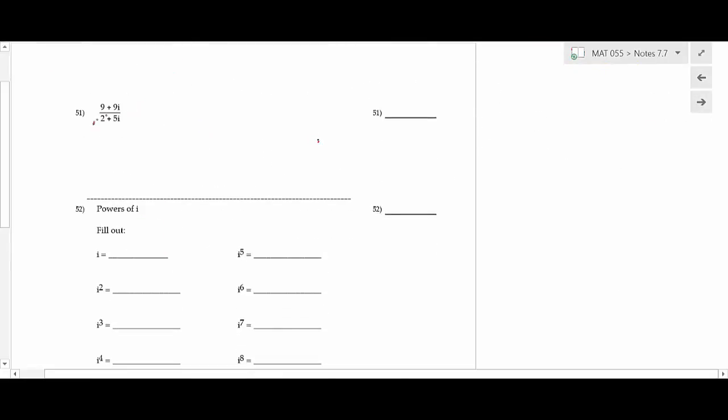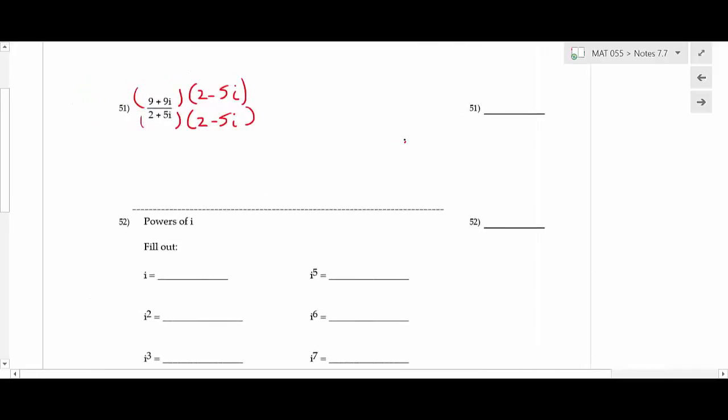So we're going to multiply by 2 minus 5i, the complex conjugate, over 2 minus 5i like that. So it's just a matter of foiling the top and foiling the bottom. So I want to see if you got that right then. Okay, so if you foil the top, you would have 18 minus 45i plus 18i, and then the last term would be minus 45i to the second. Okay, so that's what you should have for your FOIL.